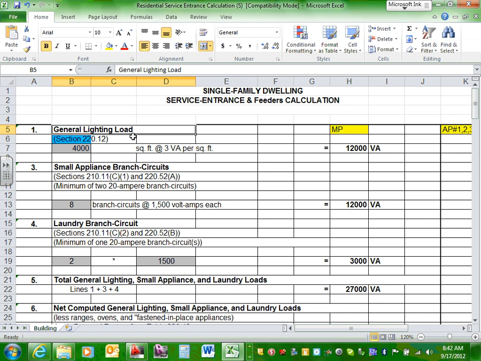Step number one, you went to 220.12, right? The section and the table. If you go to 220.12, it'll tell you you have to multiply the square foot by what? Three. Everybody's okay with this? Here's my square foot. Please verify. It's 4,000. Please verify the square foot of the apartment building.